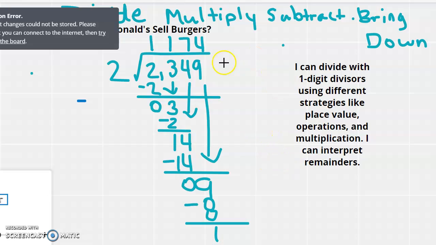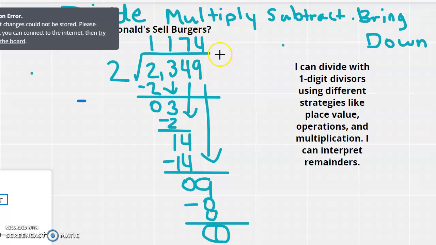Now, looking at my dividend, I don't have any more numbers to bring down. So that means I am done dividing, because there are not any more numbers to bring down. So I have this 1 left over. And what we call this 1 left over is a remainder. A remainder is the number that is left after one whole number is divided by another.